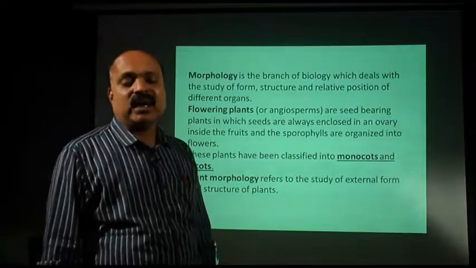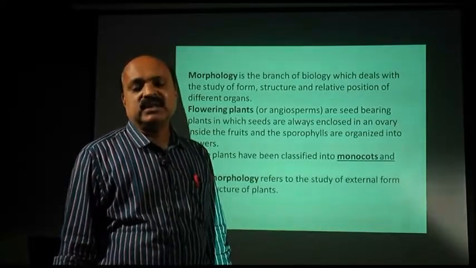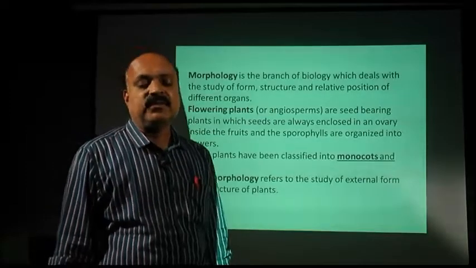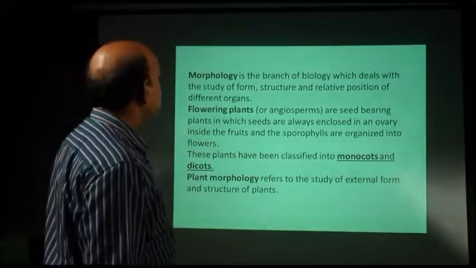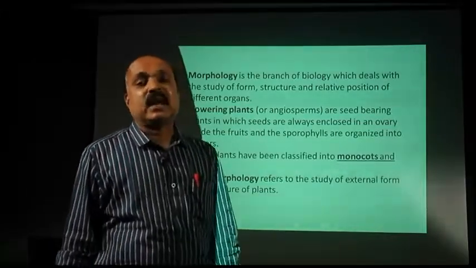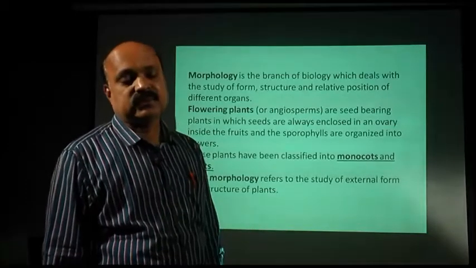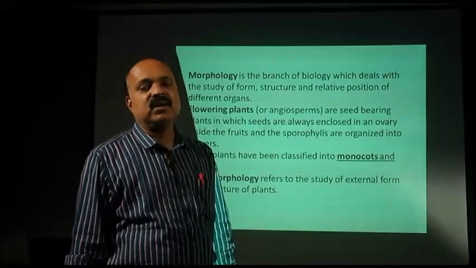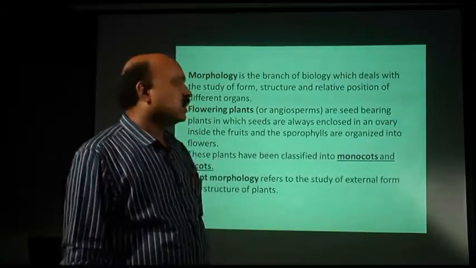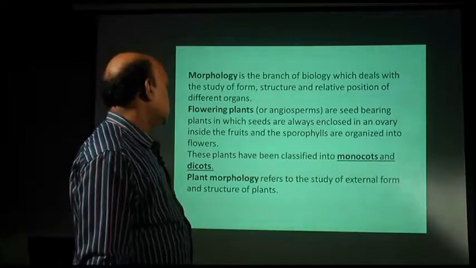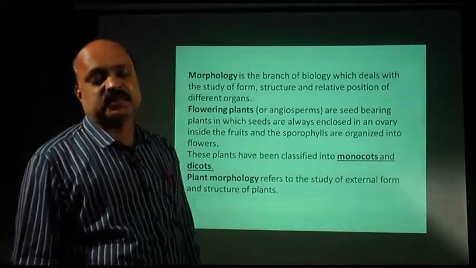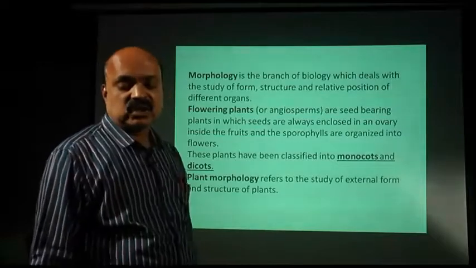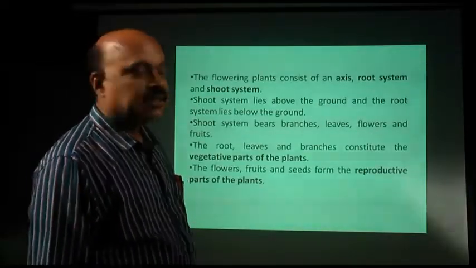Flowering plants, otherwise called angiosperms, are seed-bearing plants in which seeds are always enclosed in an ovary inside the fruits, and sporophylls are organized into flowers. Angiospermic plants are classified into two major groups, monocots and dicots. Monocots have only one cotyledon and dicots have two cotyledons. Broadly, plant morphology refers to the study of the external form and structure of plants as well as plant parts.